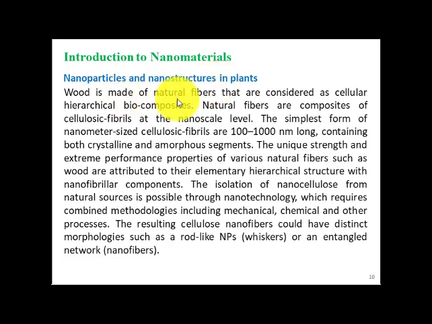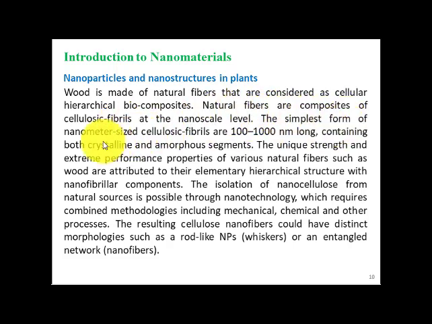Wood is made up of natural fibers that are considered as cellulose hierarchical biocomponents. We know that wood is made of natural fiber and this fiber is made up of cellulose material. Cellulose is a carbohydrate. Natural fibers are composites of cellulosic fibrils at the nanoscale level. In other words, the cellulosic fibrils, which are nanoscale materials, combine with each other to form composites which are natural fibers.